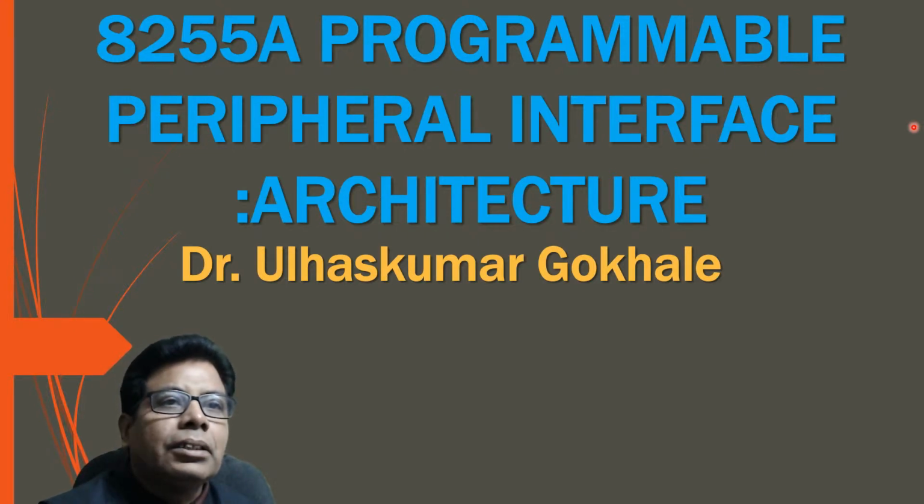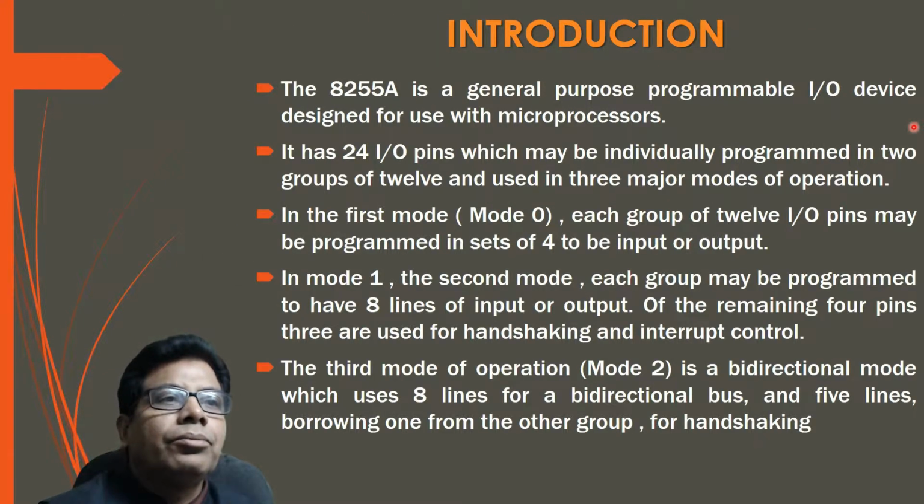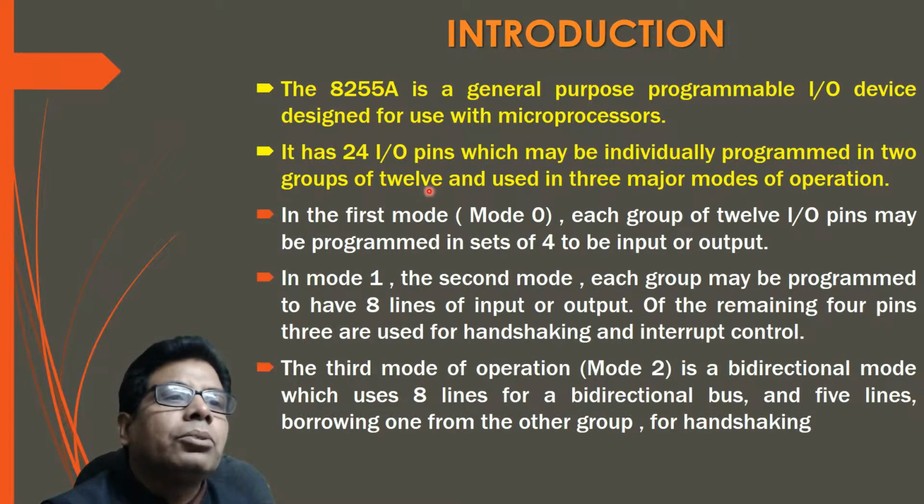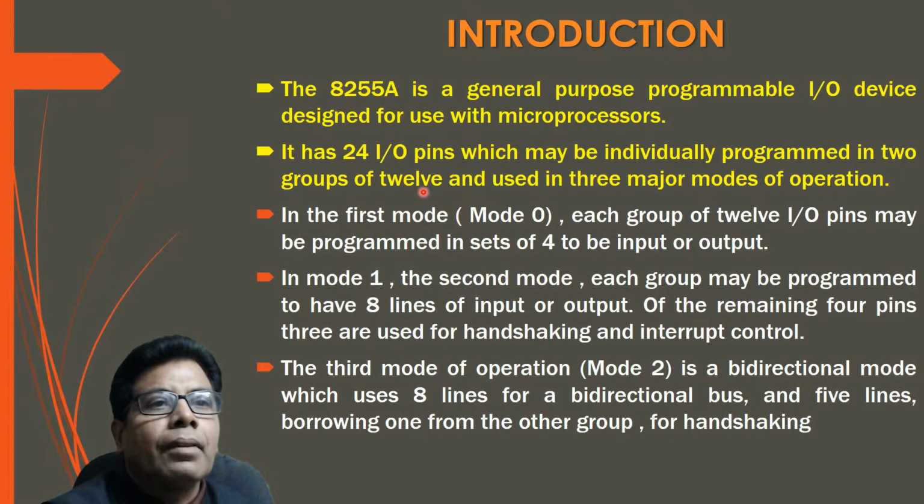Let us start with the introduction. The 8255A is a general purpose programmable I/O device designed for use with microprocessors. It has 24 I/O pins which may be individually programmed in two groups of 12 and used in three major modes of operation. So there are two groups, group A and group B, and there are three major modes of operation.